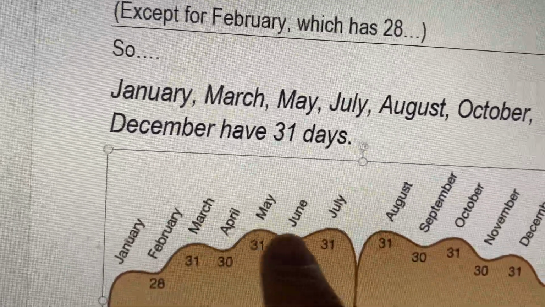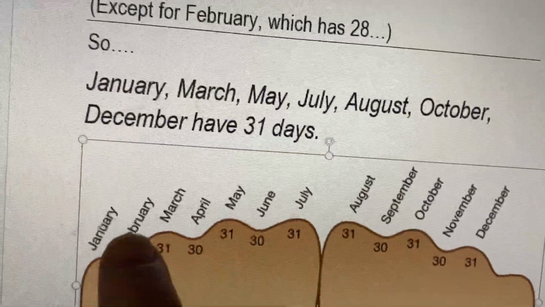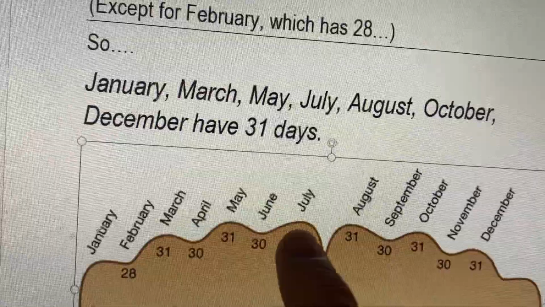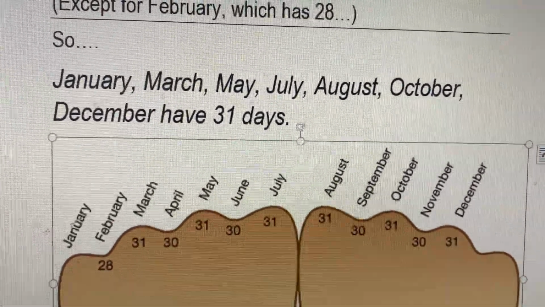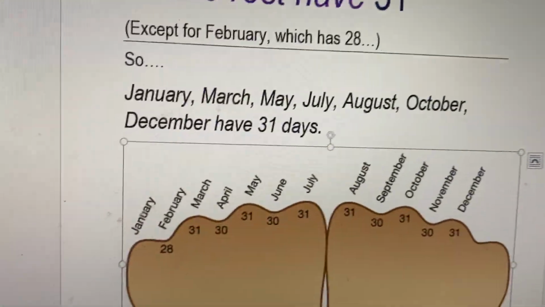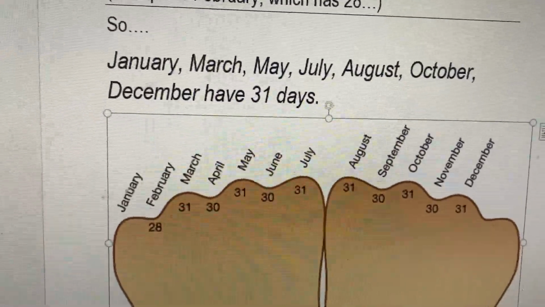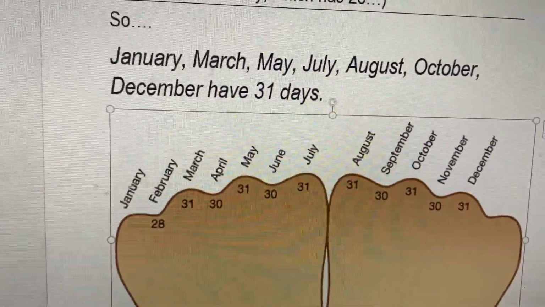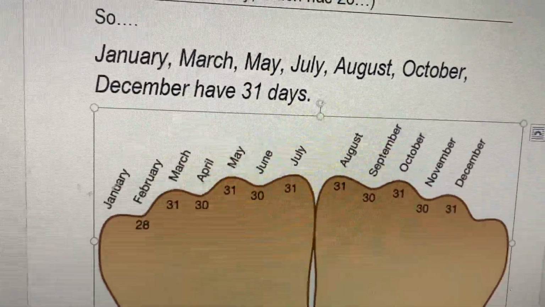The knuckles are all months with 31 days. The little valleys between them are all months with 30 days, except for February, which has 28. So if you just remember that February has 28 days, then you could use your knuckles. February is a smaller number than 31, so that might help you remember that too.